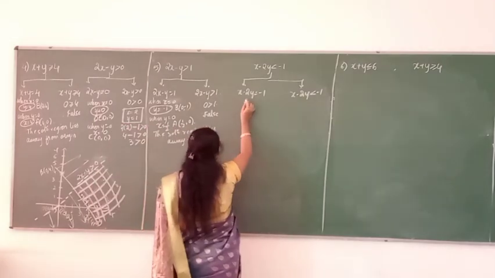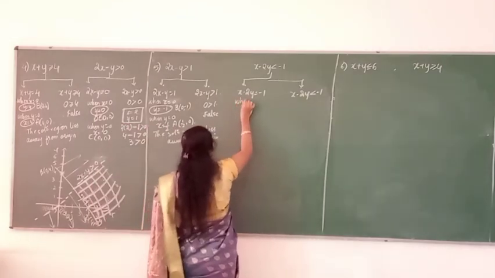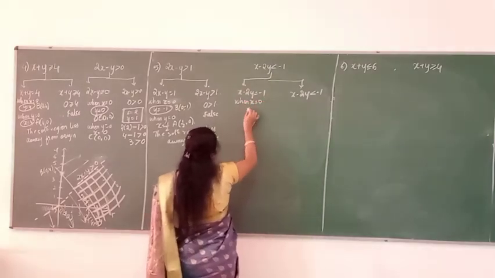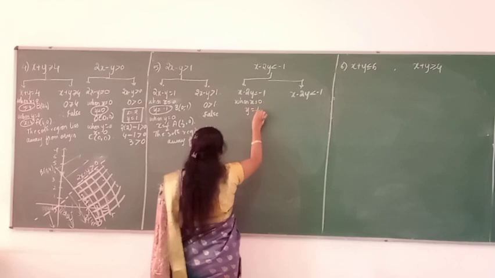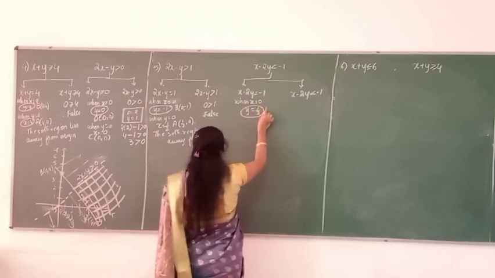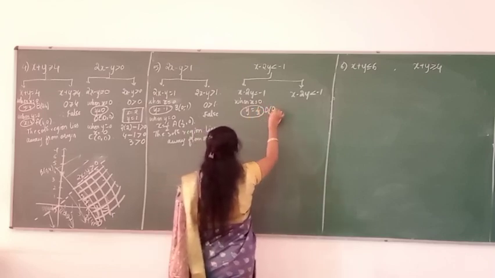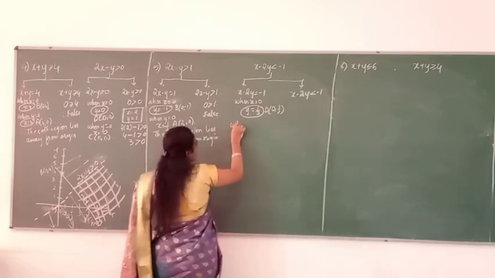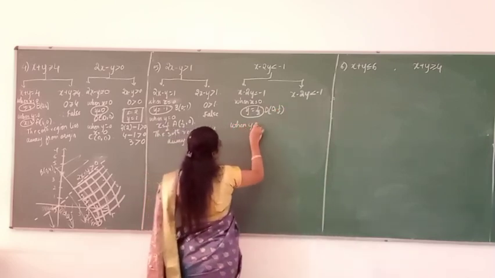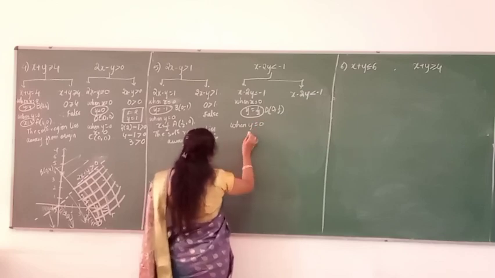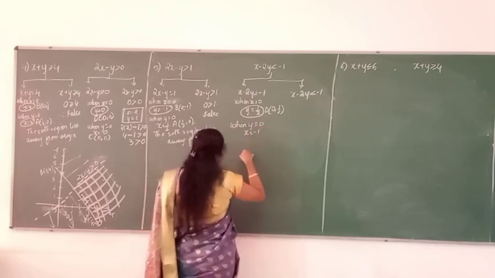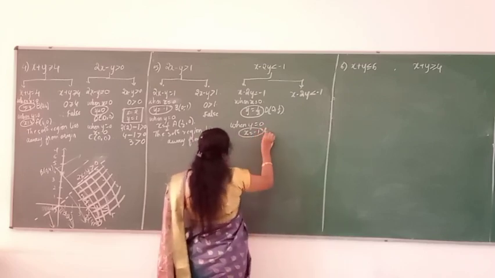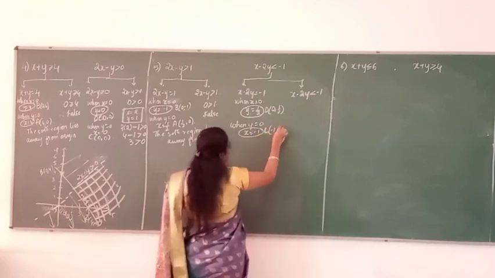So here what are we getting? When x is equal to 0. Fine. I think here you will be getting y is equal to 1 by 2, which is nothing but your d, 0, 1 by 2. Next, when y is equal to 0, so you will be getting your x as minus 1, which is your c, minus 1, 0.